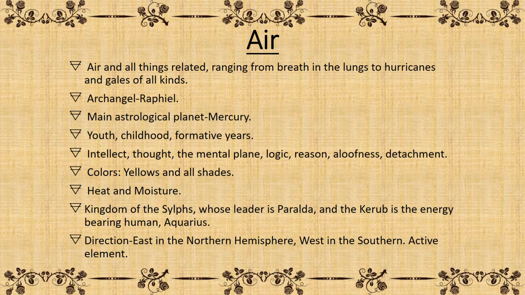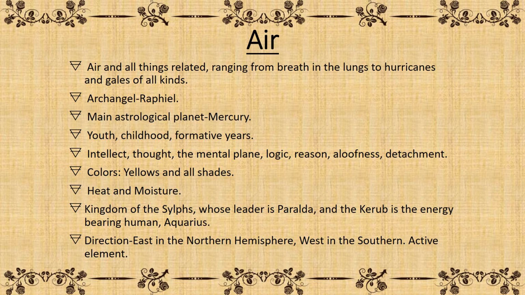And the Carabic is the energy-bearing human, the fixed astrological sign of Aquarius. The other two astrological signs of air are mutable Gemini and cardinal Libra. And air corresponds to the east in the northern hemisphere and west in the southern, and it, like fire, is considered an active element. There's a reason that I roll them out in this order, but I'm not really going to get into that now. I'm going to leave it up to you to figure out on your own.